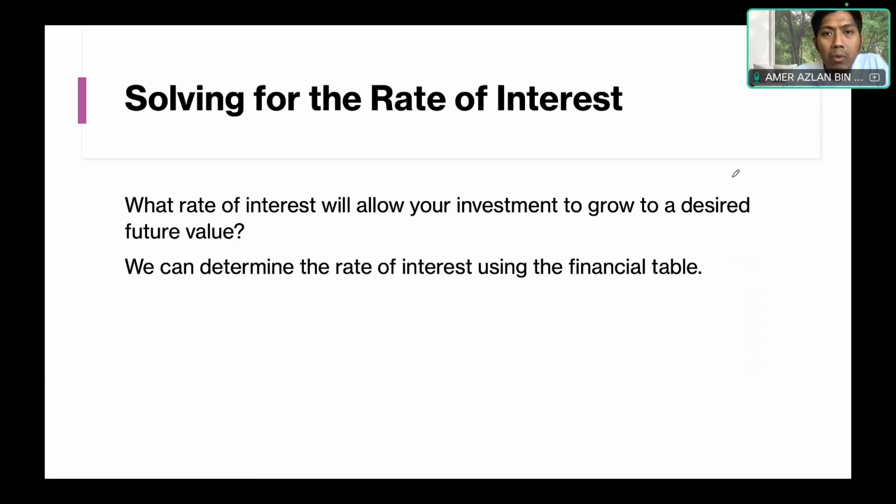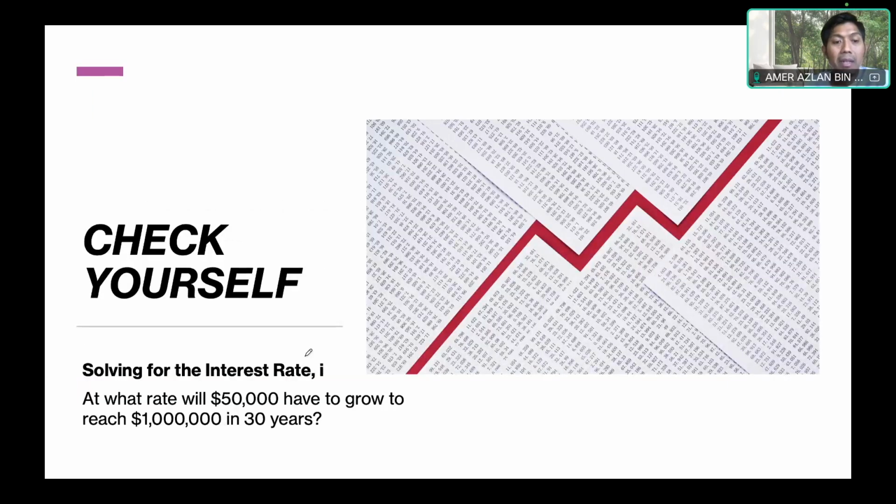Now, another thing that we want to solve is the rate of interest. Solving for the rate of interest is when we want to calculate at what rate of interest will allow your investment to grow to a desired future value. So again, we can determine the rate of interest using the financial table. For example, at what rate will 50,000 have to grow to reach 1 million in 30 years' time?